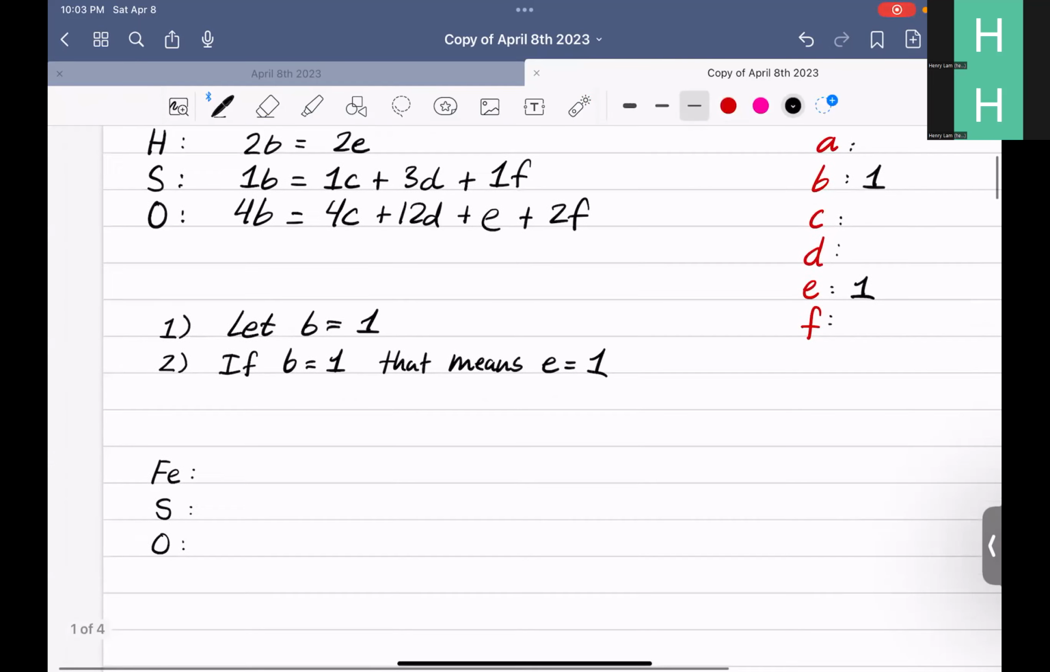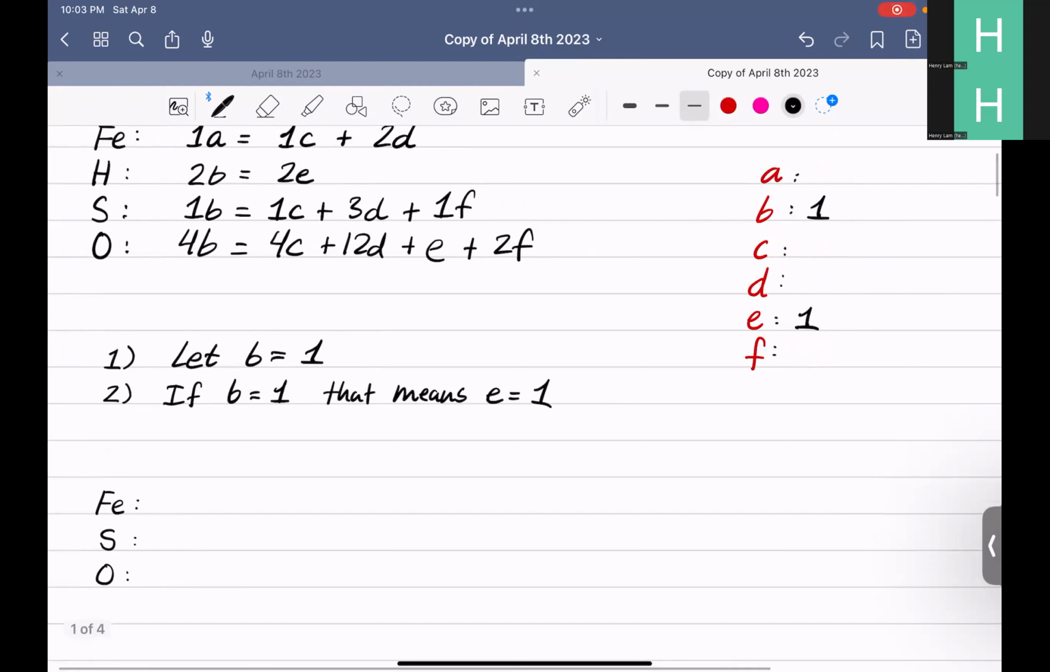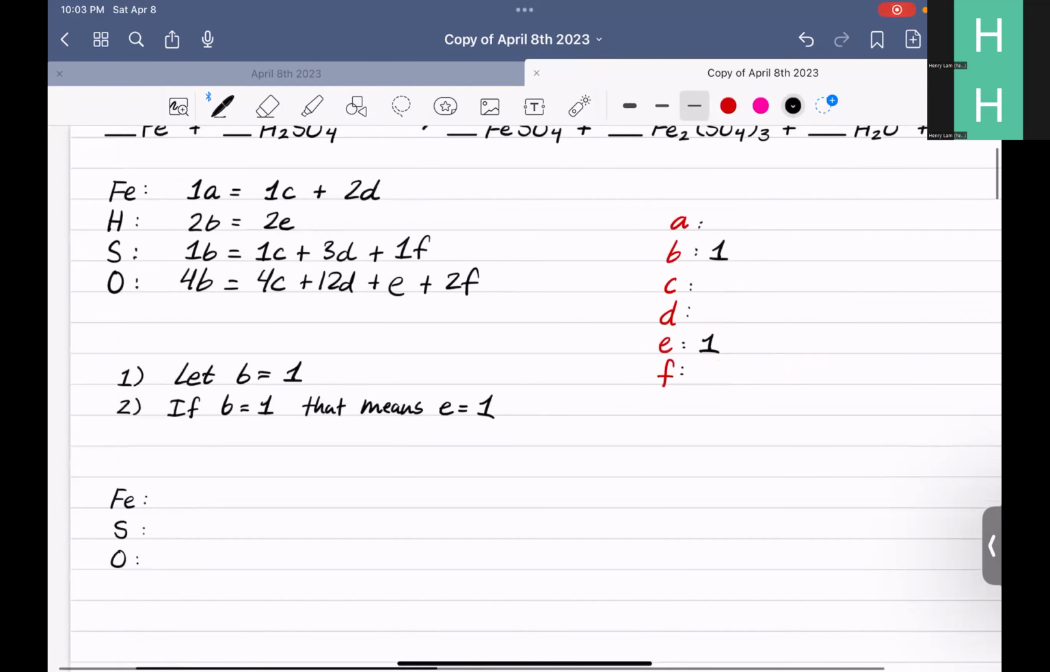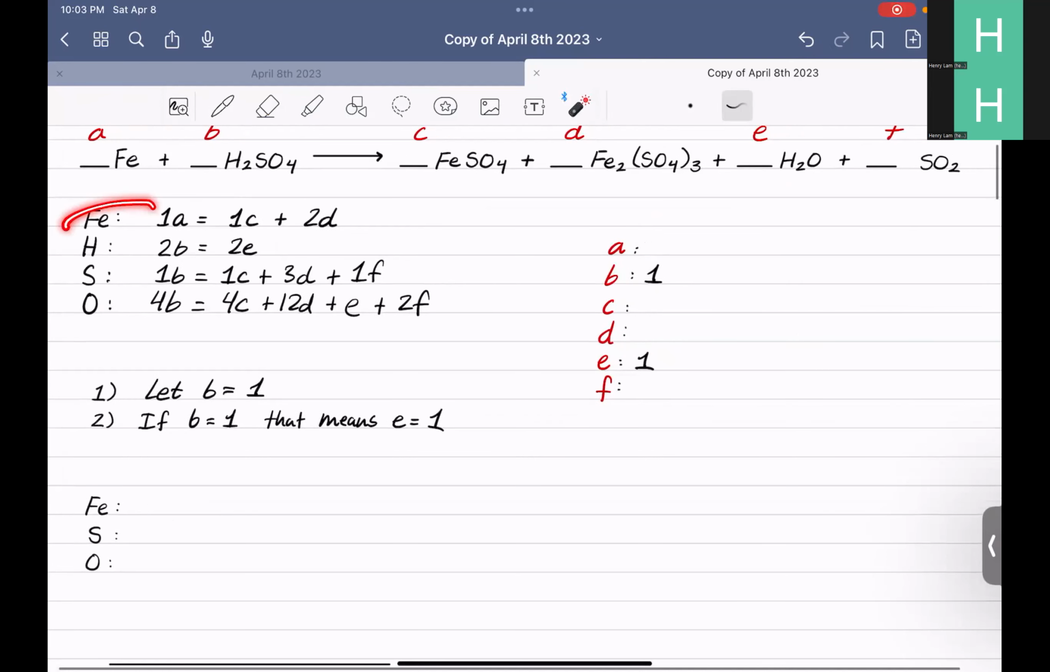Let's go ahead and plug in our values for B and E. If I look at the equation for iron, it's 1A is equal to 1C plus 2D. There's nothing to plug in, so I'll leave it the same: A is equal to C plus 2D.